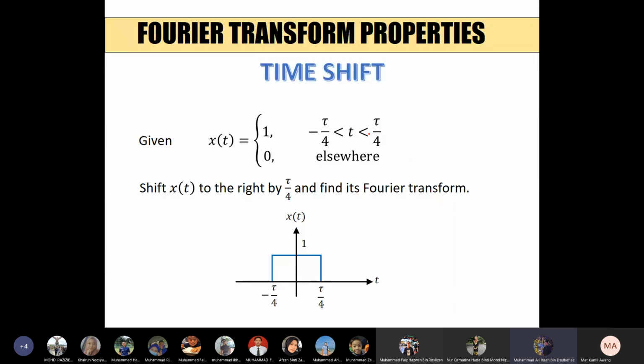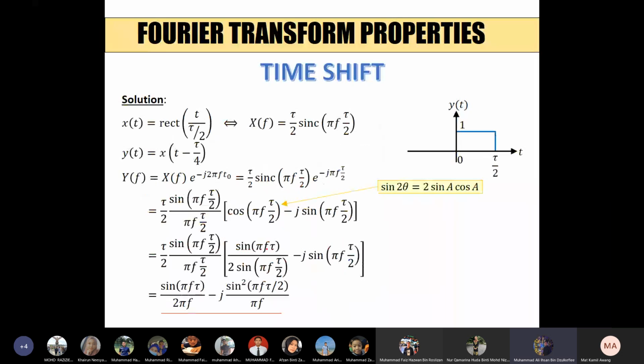So given x of t, this function, shift x of t to the right by pi over 4, and find its Fourier transform. So basically you shift this function to be like this. So it becomes like this when you shift. Solution: a rectangular function of this will transform into this.